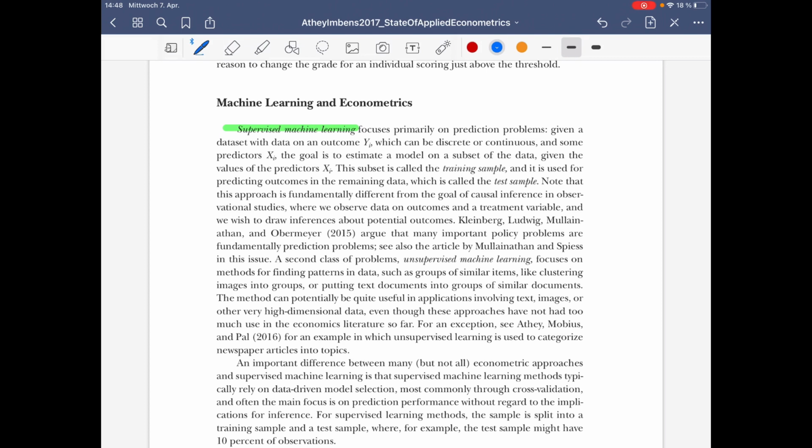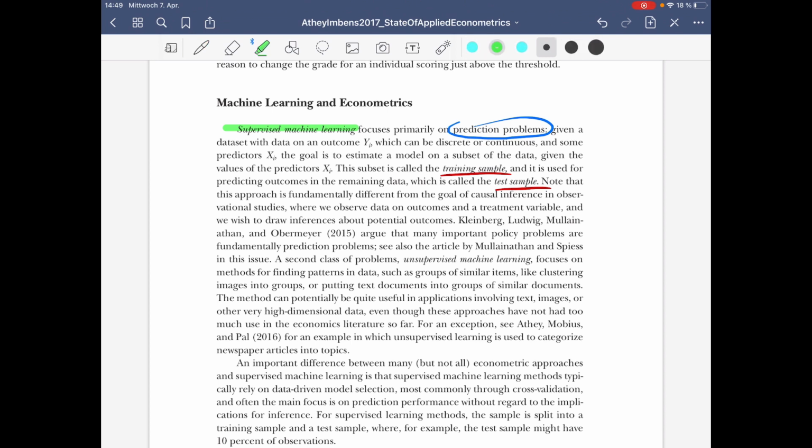Supervised machine learning focuses mainly on prediction problems. So for a given data set with data on an outcome, which can be discrete or continuous, and some predictors, the goal is to estimate a model on a subset of the data given the values of the predictors, and this subset is called the training sample, which is about 10% of the overall sample. And this is used for predicting outcomes in the remaining data, so in the 90% of the data, and this is called the test sample.